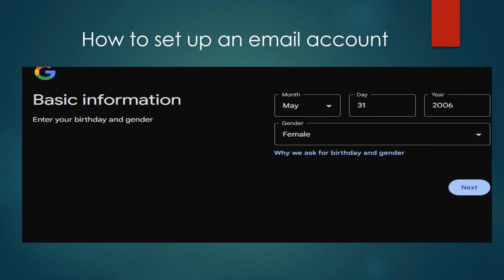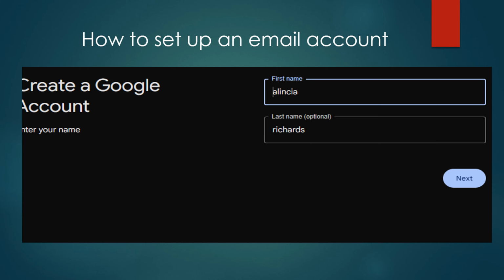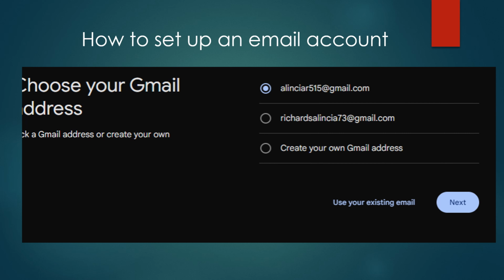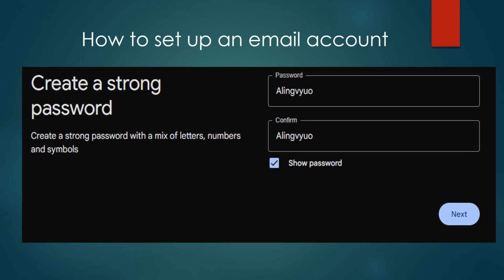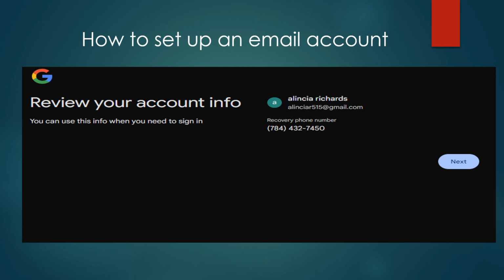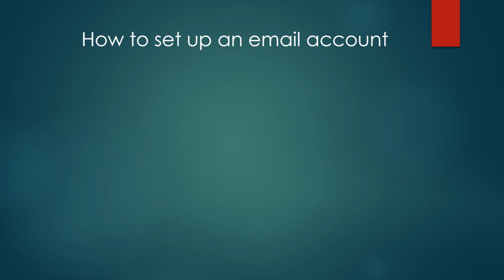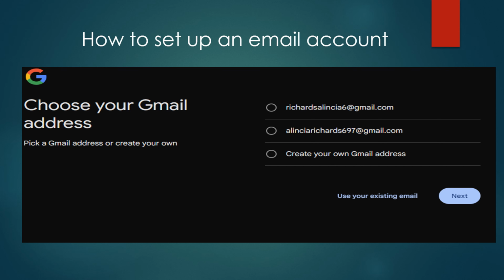How to set up an email account. Firstly, you have to go on Google and type in email account, sign up. Then you click the first link and it will take you to fill out a couple of questions, like basic information about your gender and birth date, and your name. It will give you options to choose an email that it created for you, or you can create your own email address.